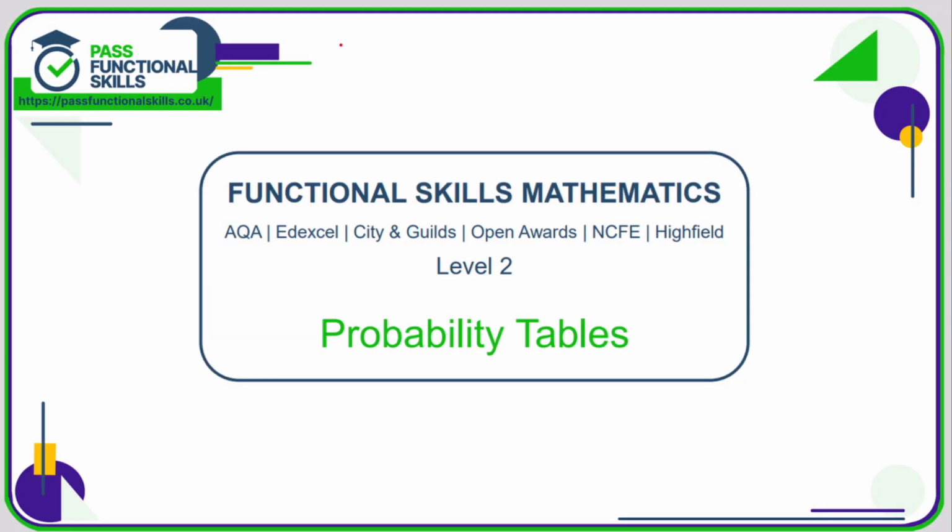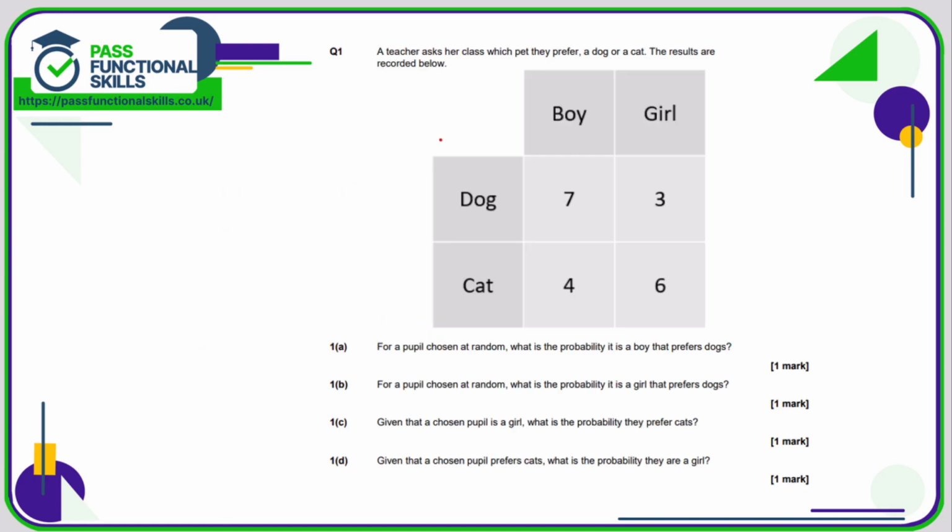Let's take a look at the probability tables questions. So question number 1, for a pupil chosen at random, what is the probability it is a boy that prefers dogs? So first of all we need to think, well, how many pupils are there in total? Well, there are 7 plus 3, 10, plus 4 plus 6, 10, so in total there are 20. So out of the 20, how many are boys that prefer dogs? Well, that is 7 out of 20.